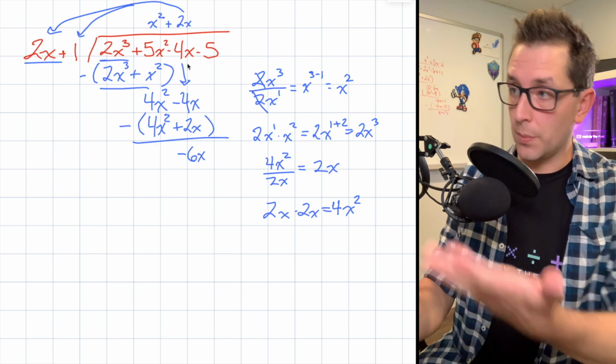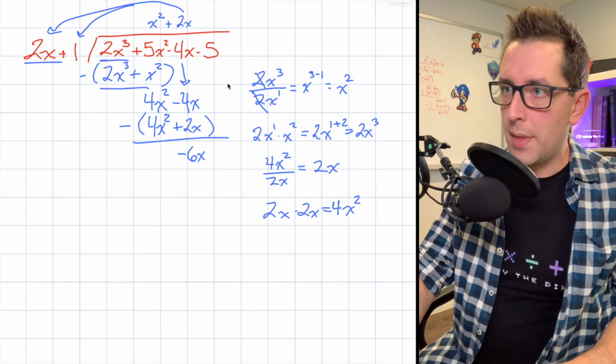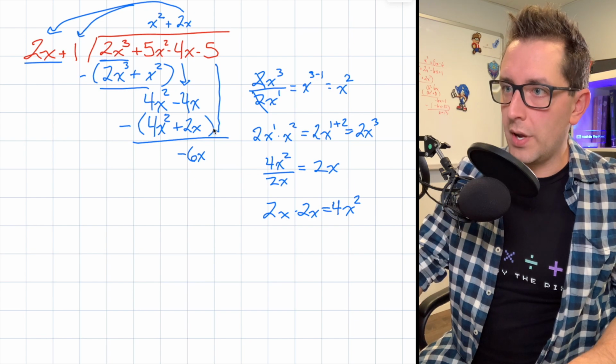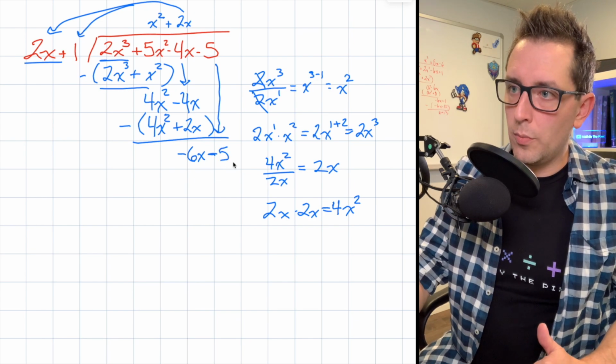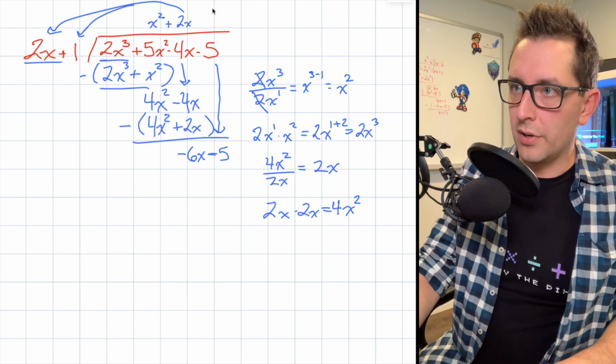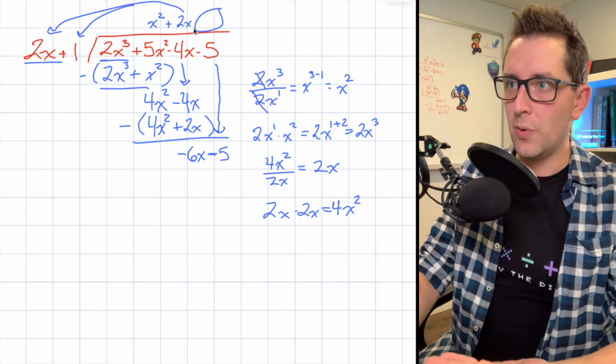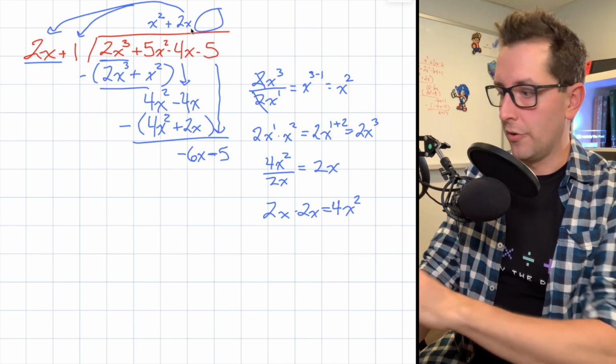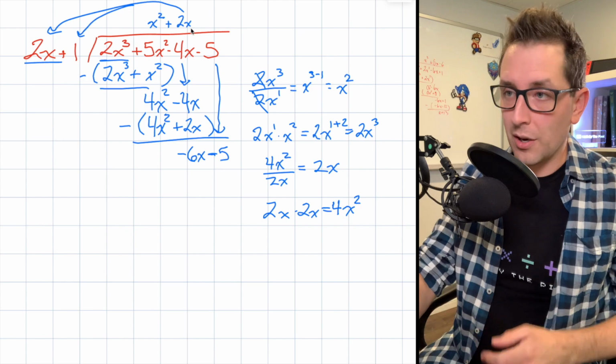And again, I'm out of terms, so I'm going to go back up to my dividend, and I'm going to grab that negative 5, and I'm going to bring it straight down here so that I can continue my polynomial long division, right? You can see I'm missing a term up here. I've got x squared plus 2x, and there might be something at the end there. So we're going to keep going to see if we can figure out what that's going to be, right?